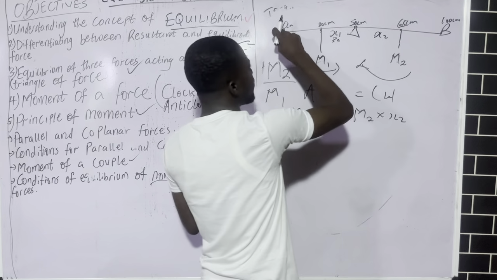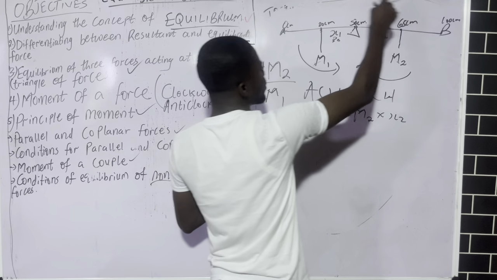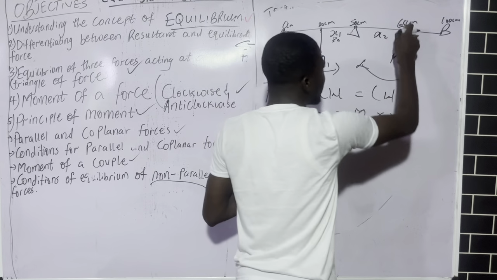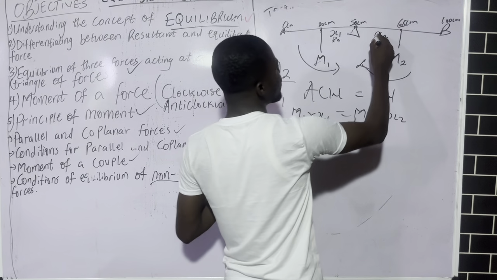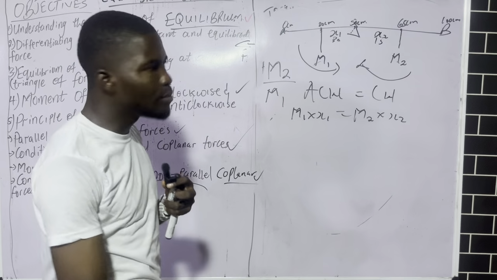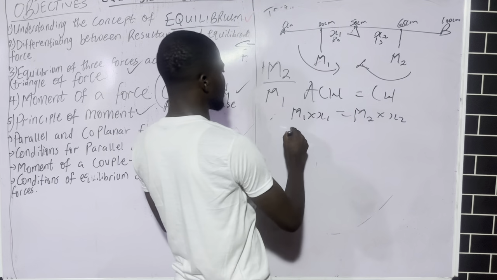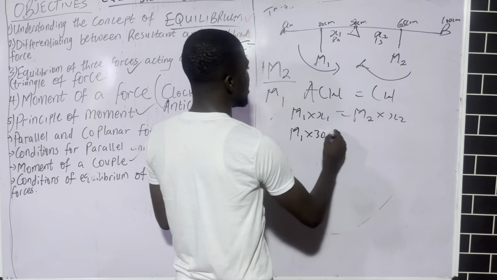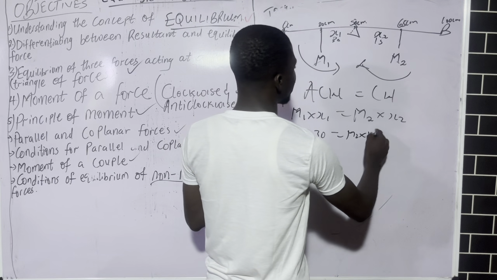Exactly. From here to here is 50. From here to here is 65. What is here to here? Good. 65 minus 50 will give me 15. Are you following me? That's 15. So my X1 is 30. That will be M1 times 30 is equal to M2 times 15.